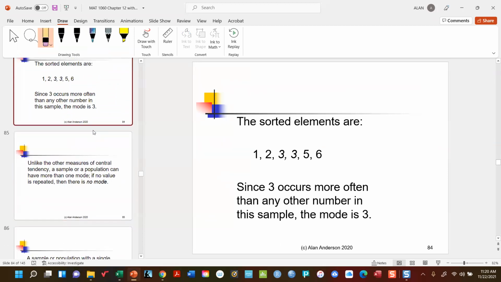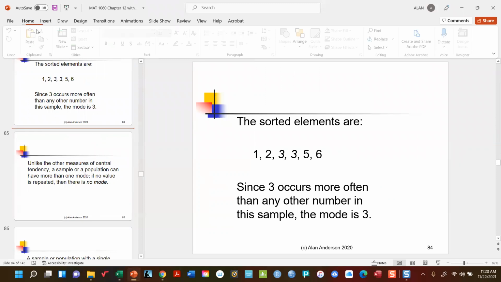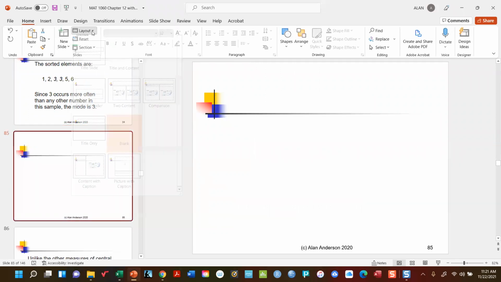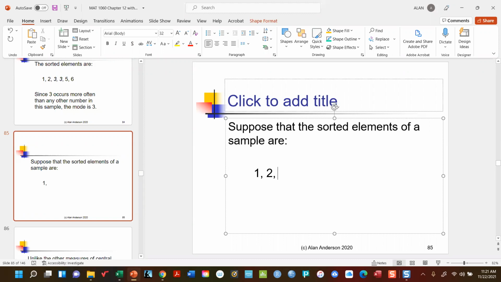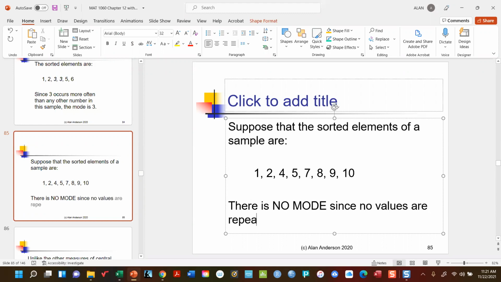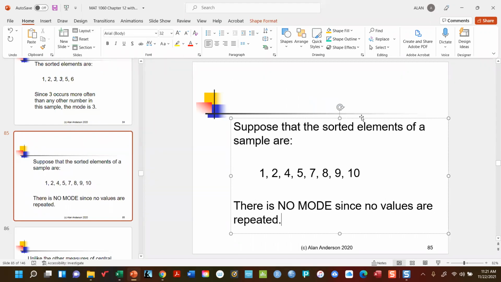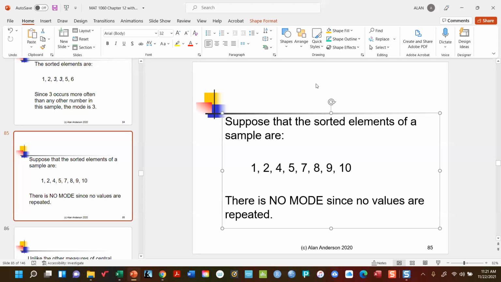What about this case? Suppose that the sorted elements of a sample are 1, 2, 4, 5, 7, 8, 9, 10. In this case, there is no mode since no values are repeated. So in other words, there doesn't have to be a mode. Now that's unusual. You don't see that with the mean and the median, do you? No. There's guaranteed to be a mean or a median for every sample or population.